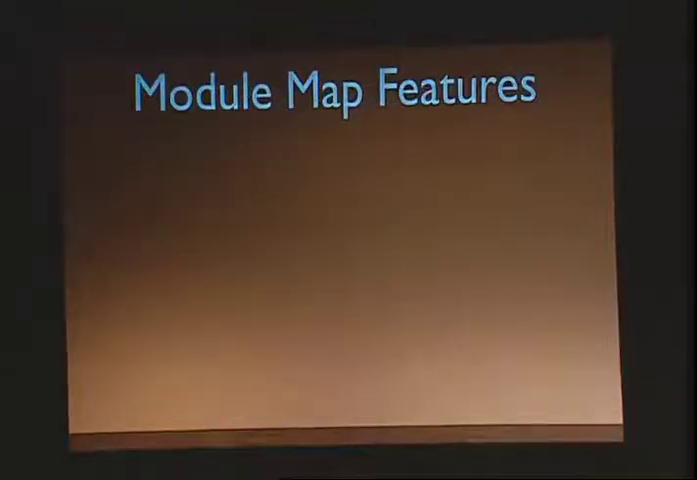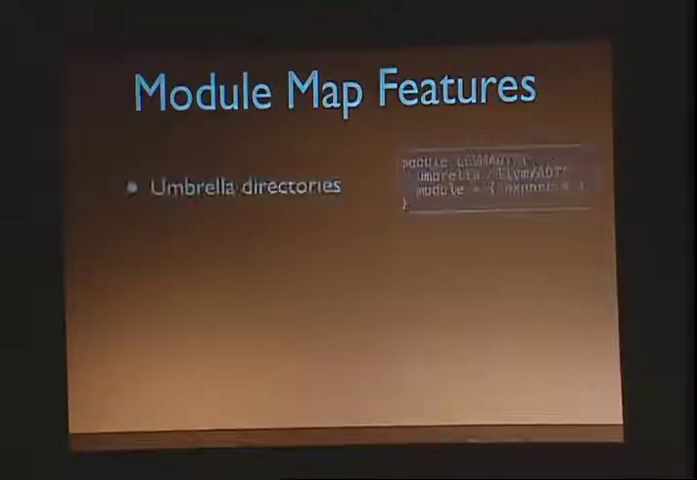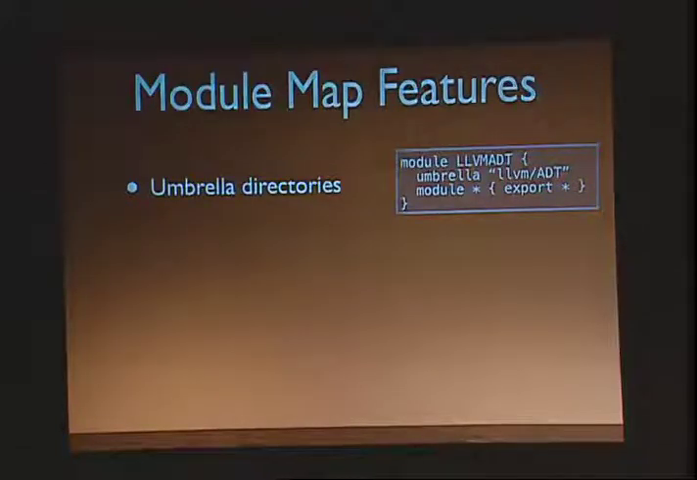There's a couple other features of module maps to try to make it easy to take existing software libraries without many changes and move them into the modules world. So one is umbrella directories. They correspond to umbrella headers, except here you're just saying, hey, there's a whole bunch of headers over here. Pull them all into one big module and give each header its own submodule. Good thing for LLVM ADT, which doesn't really have much other structure within it.